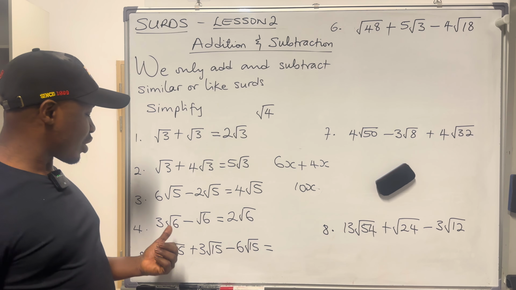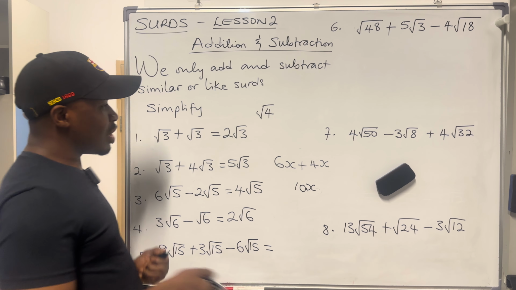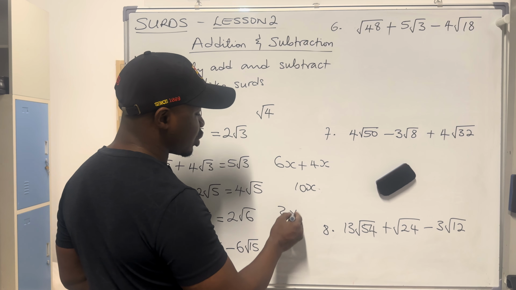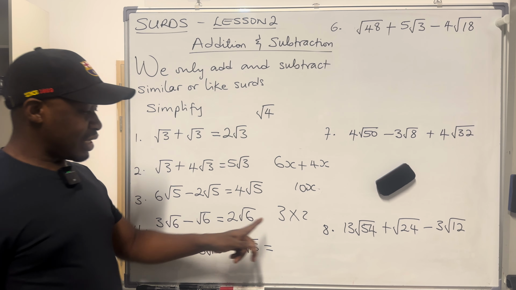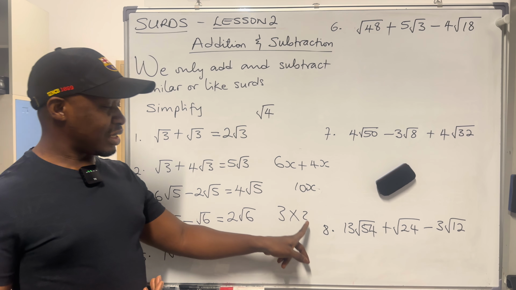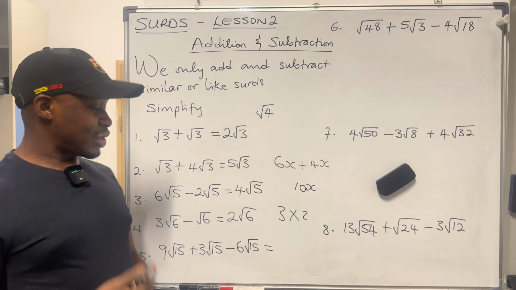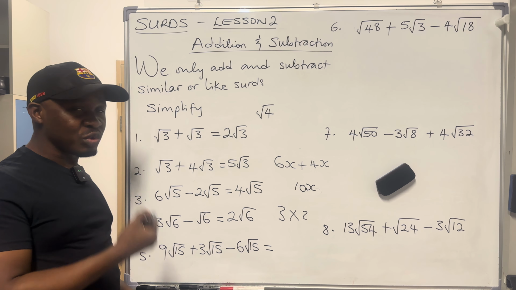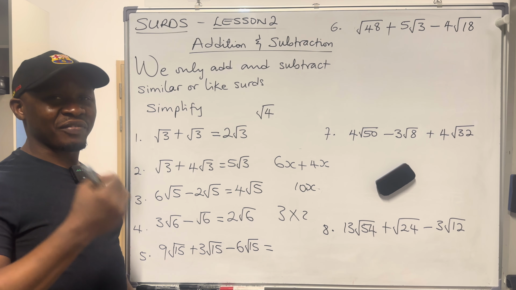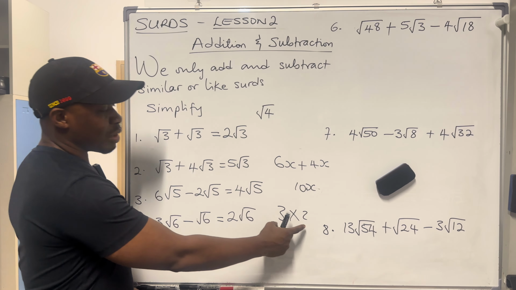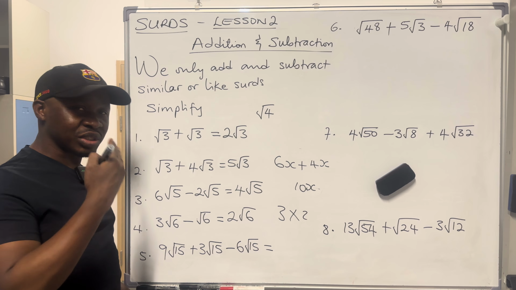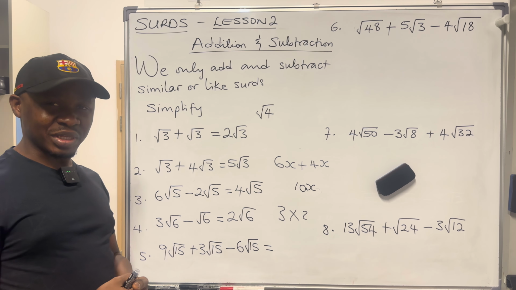What does that mean? We cannot reduce 6 further because we only have 3 times 2 to give us 6. This is not a perfect square. This is not a perfect square either. So any number that cannot produce at least one perfect square as a factor in its product means you cannot reduce it further. I hope it is clear.